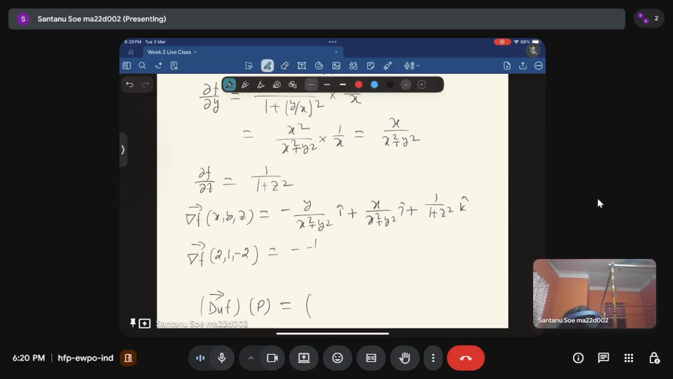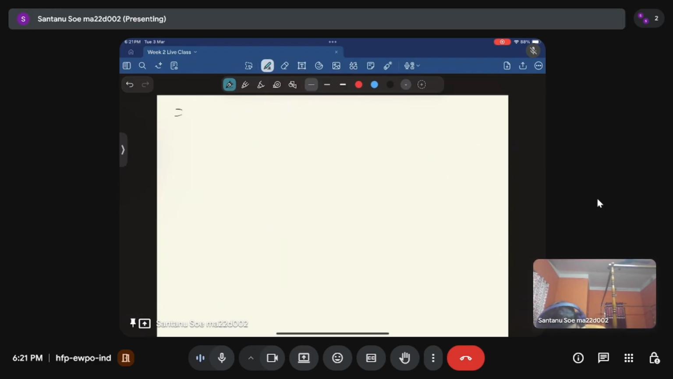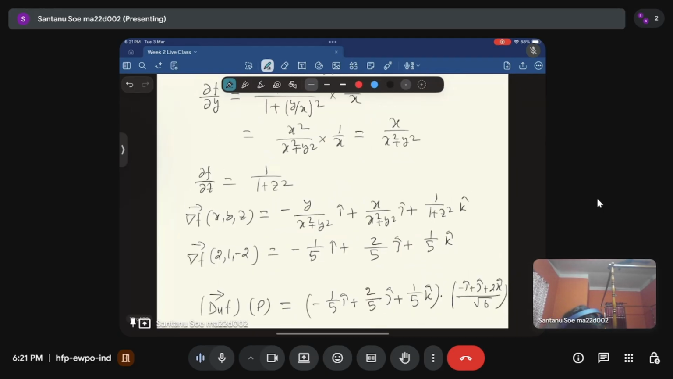So this will be minus 1 divided by 5 i cap plus 2 divided by 5 j cap plus 1 by 5 k cap. So this is minus 1 by 5 i cap plus 2 by 5 j cap plus 1 by 5 k cap, dot product of minus i plus j plus 2k divided by square root of 6. So this is the dot product.